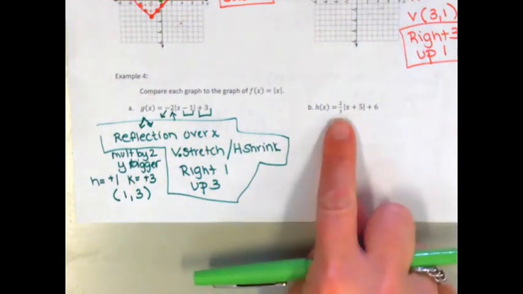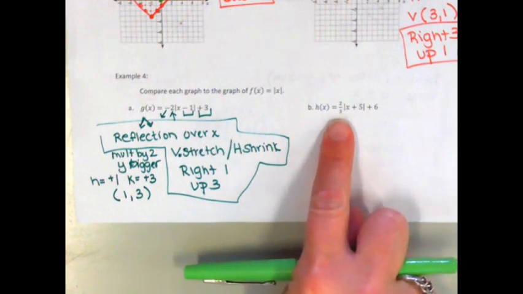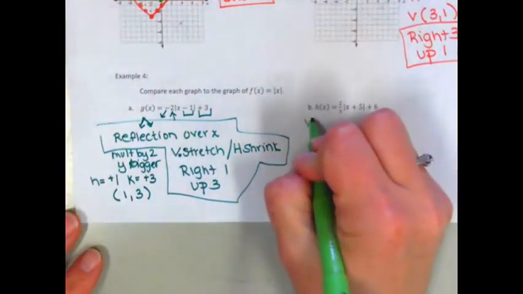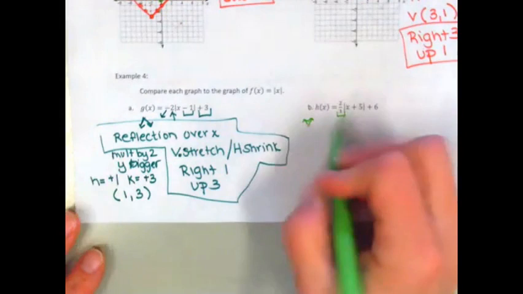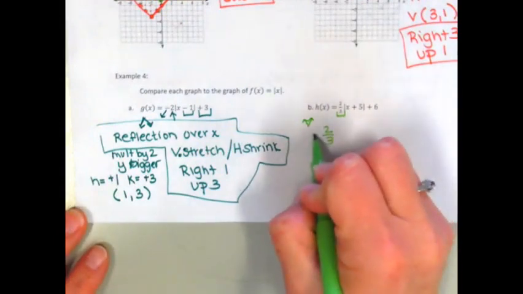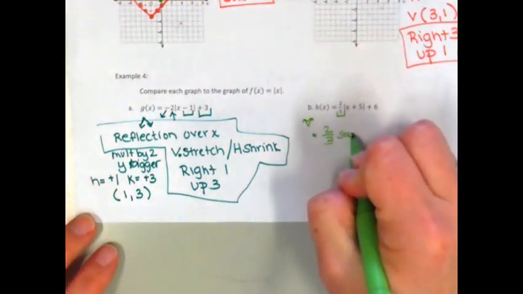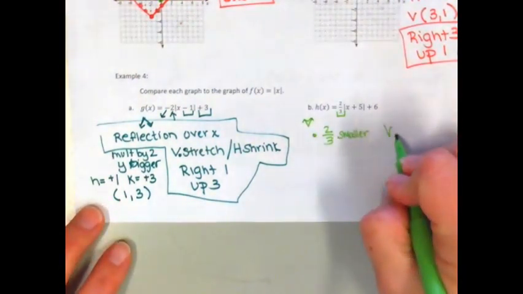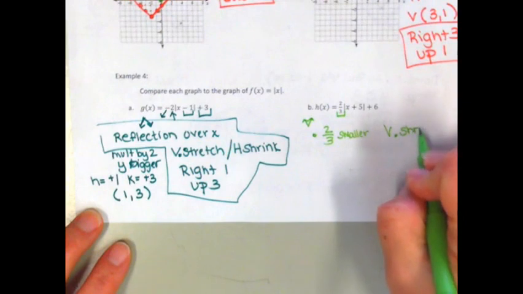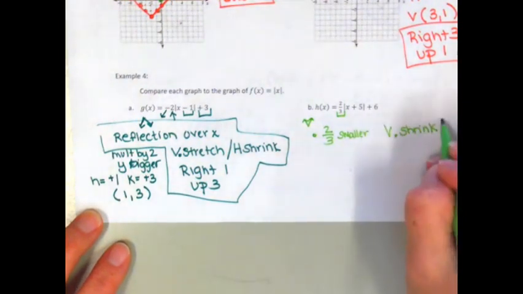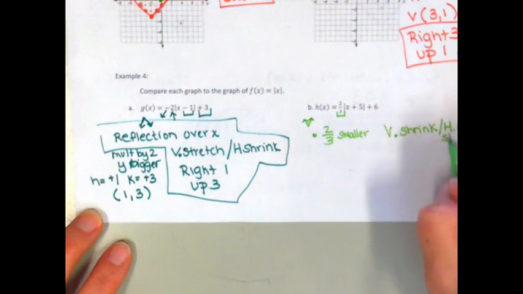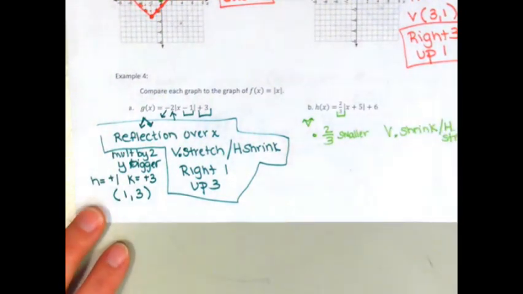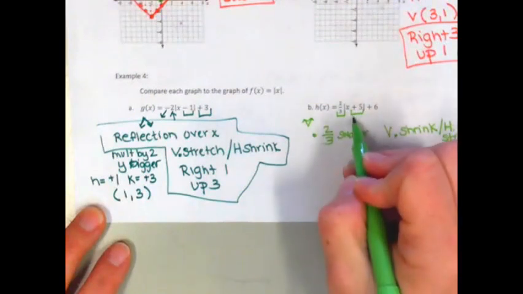All right, so in B, the last one here, do we have a negative in the front? No. So do we have a reflection? No. So it's opening upwards. We have no reflection. All right, now think about multiplying by 2/3. If I multiply by 2/3, do my numbers get bigger or smaller? They get smaller, right? So if they get smaller, it would be a vertical shrink. And if it's a vertical shrink, that means it's a horizontal stretch. Great. Okay.